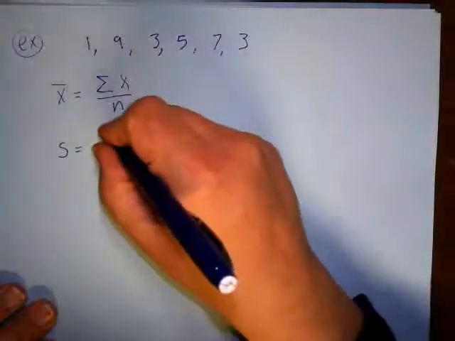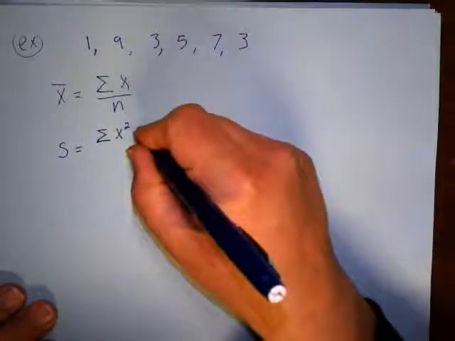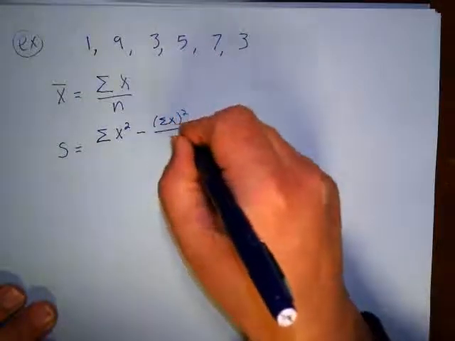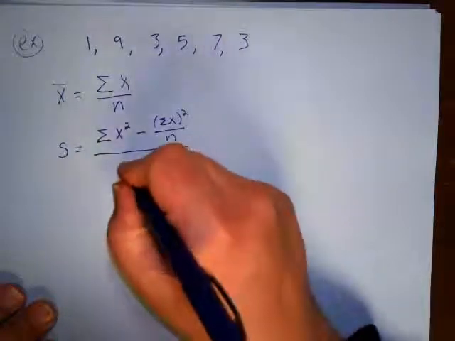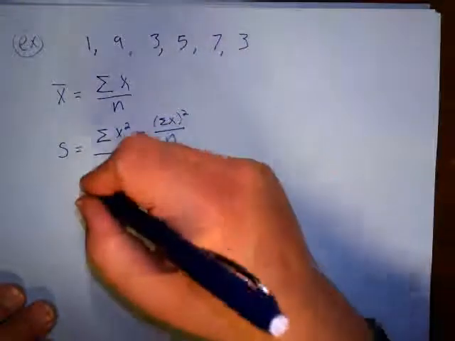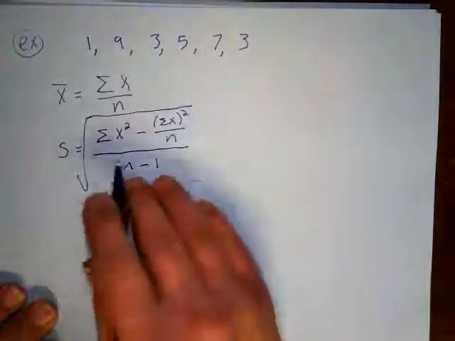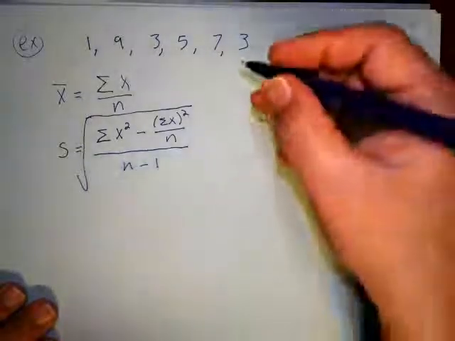S here, using the computation formula, is the sum of x squared minus the sum of x quantity squared over n. All of this divided by n minus 1. And then we take the square root of all of that. Okay, and that was the computation formula for calculating the standard deviation.